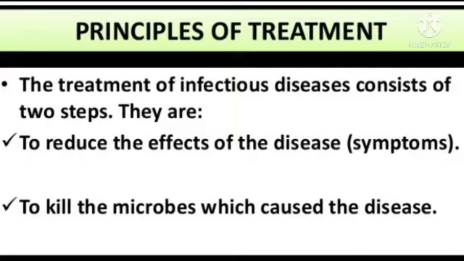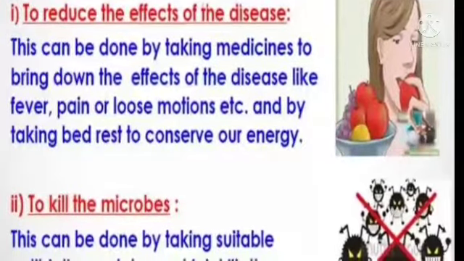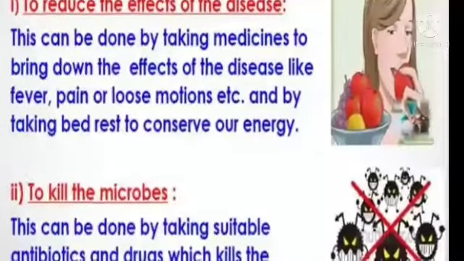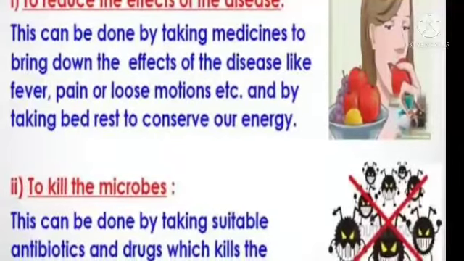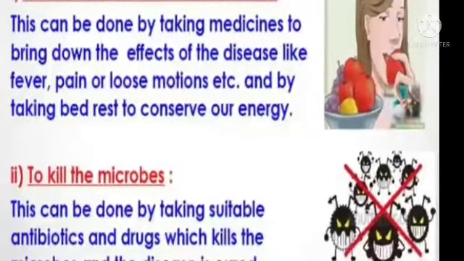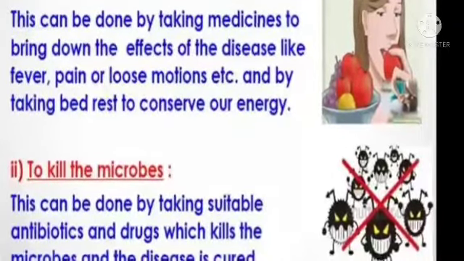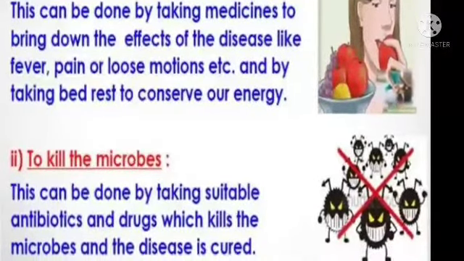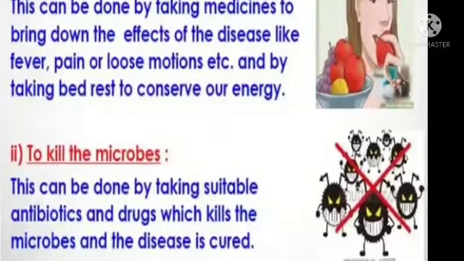Principles of treatment. The treatment of infectious disease consists of two steps. They are to reduce the effects of the disease, and to kill the microbes which cause the disease. This can be done by taking medicines to bring down the effects of the disease like fever, pain or loose motions, etc. and by taking bed rest to conserve energy. To kill the microbes, this can be done by taking suitable antibiotics and drugs which kill the microbes and the disease is cured.